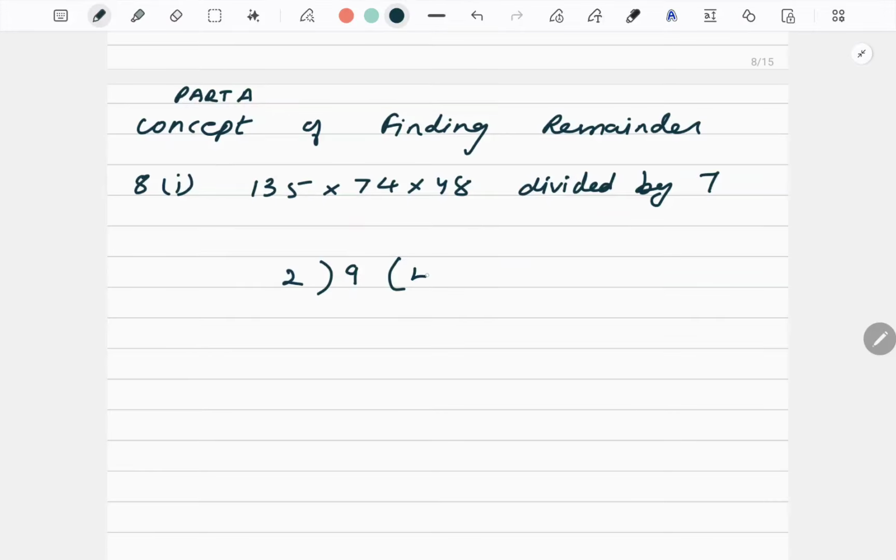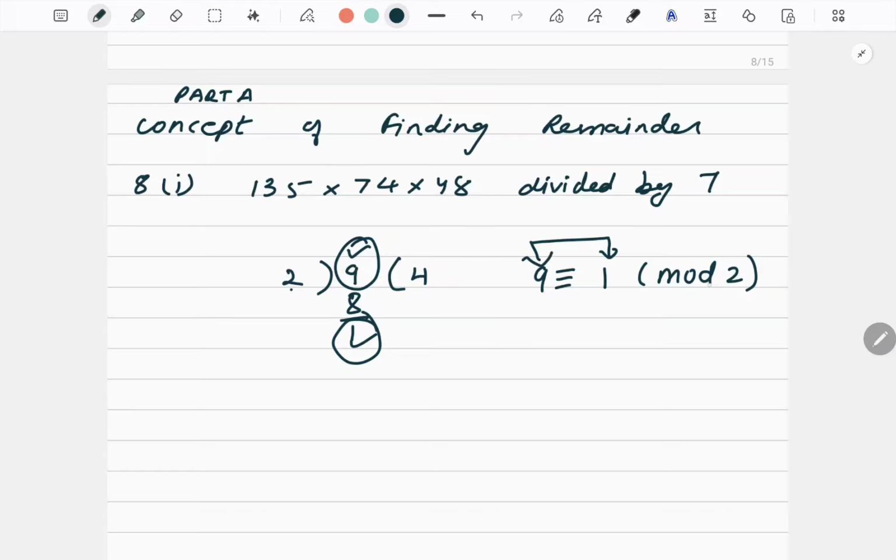If I divide 9 by 2, so 2 4s are 8 and remainder is 1. Means when I subtract 1, the remainder, from 9, I will get 0 remainder. Or when I am dividing 9 by 2, remainder is 1. So I can easily write 9 congruent 1 mod 2. Means when you are subtracting these two numbers, the answer is divisible by 2. Or when you are dividing 9 by this number, remainder is this number.